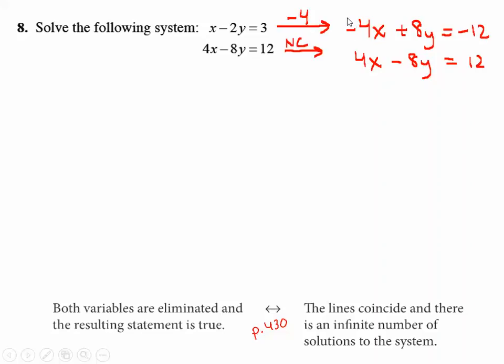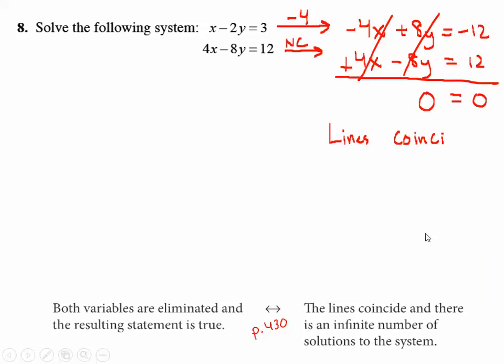Right? Negative of a -4 is a positive 4. Negative of an 8 is a -8. Negative of a -12 is a positive 12. So really these two equations are exactly the same. Okay, so when you add them together, that goes away, that goes away. How about a 0 for that one? -12 plus 12, 0 for this one. So there's the other scenario, where the variables cancel, but it is a true statement. Therefore the answer is, and that's the way the book writes it in the back, it just says lines coincide.